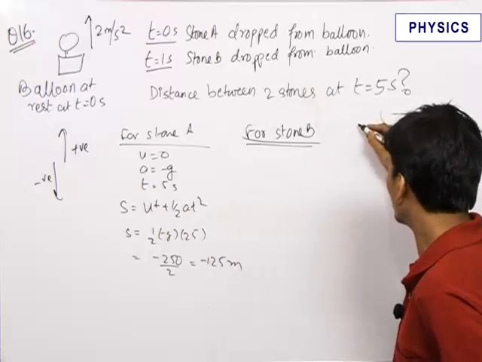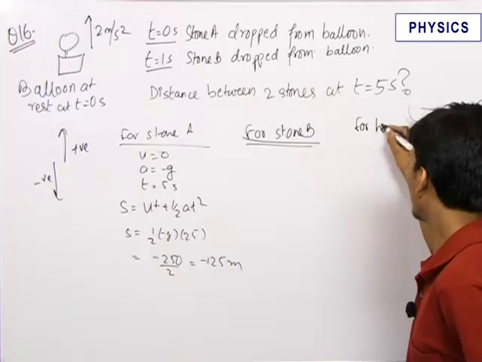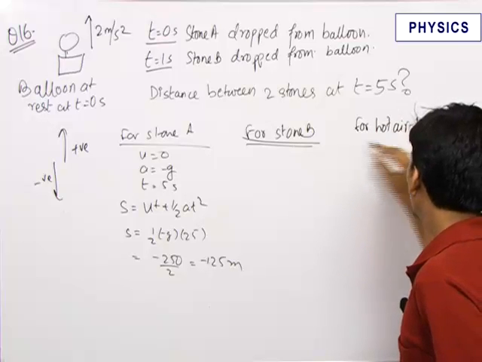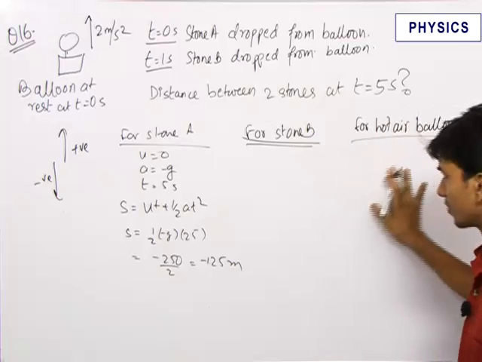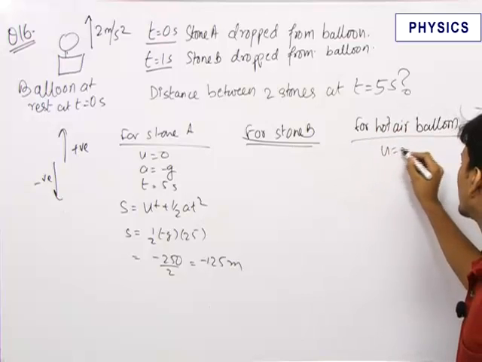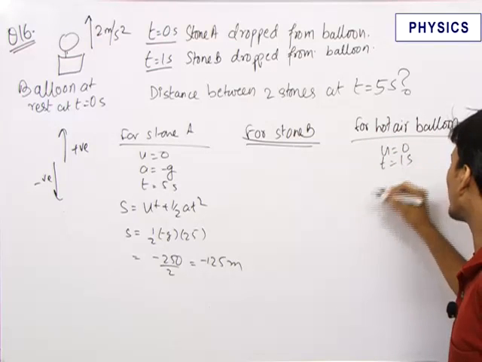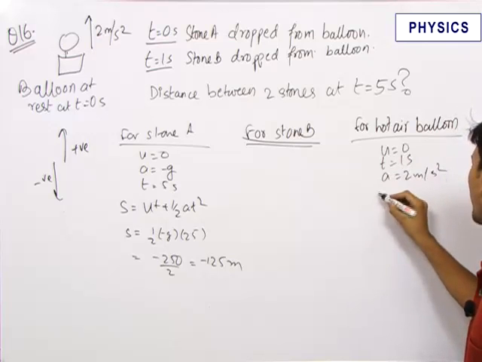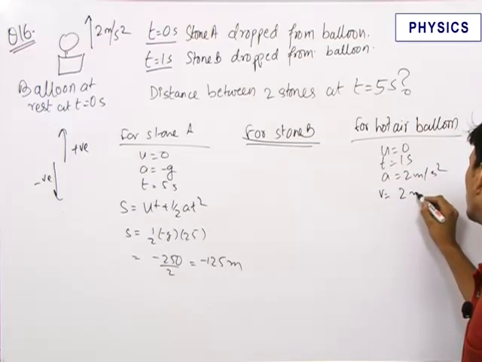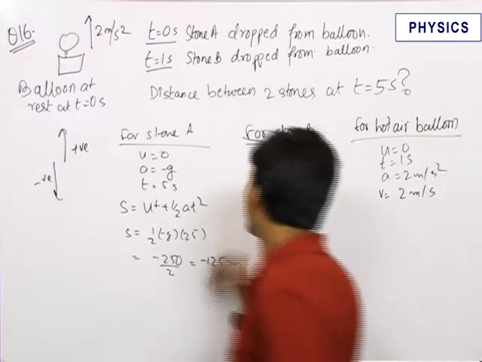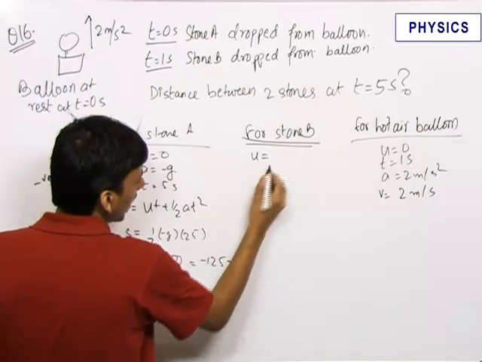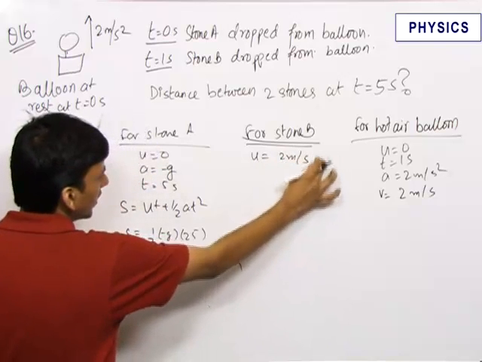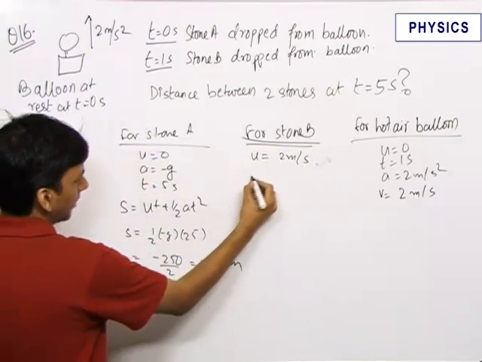So for the hot air balloon, moving with constant acceleration in the upwards direction, initial velocity was 0, at t equal to 1 second, acceleration is equal to 2 meters per second squared. So the final velocity is equal to u plus at, that is equal to 2 meters per second. So the initial velocity for stone B comes out to be 2 meters per second in the upwards direction. That is why I have written a positive sign, plus 2 meters per second.